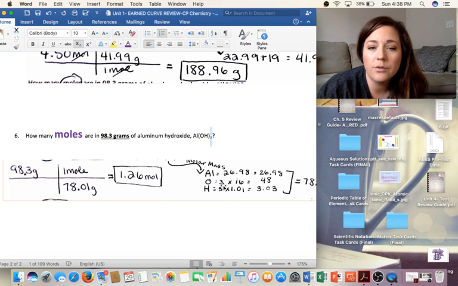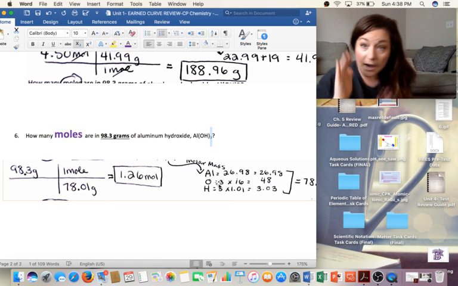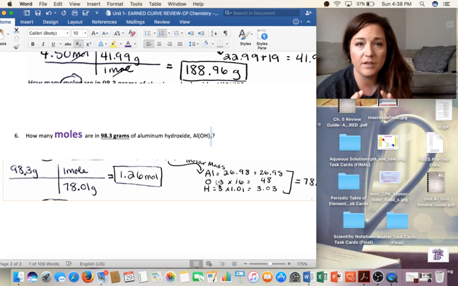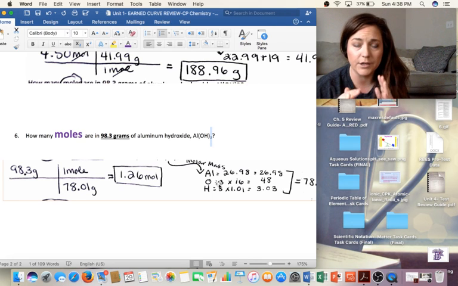So 3 times 16 is 48. 3 times 1.01 is 3.03. When you add them all together, that is 78.01 grams per mole. This right here, what we just did, is your molar mass. So I have my molar mass of my given chemical formula. Boom, I'm ready to go.